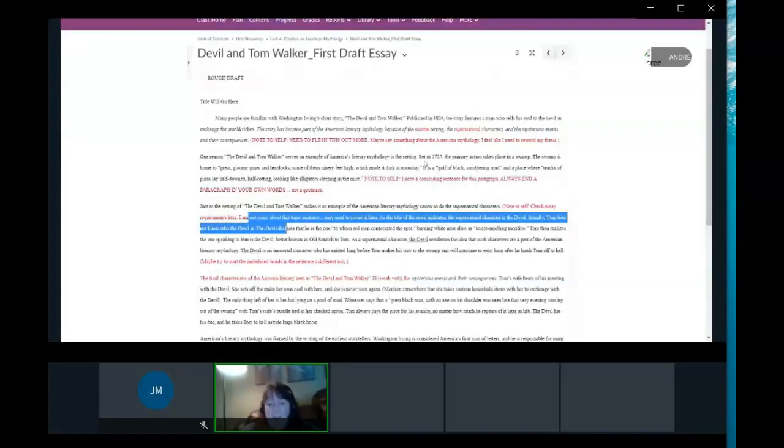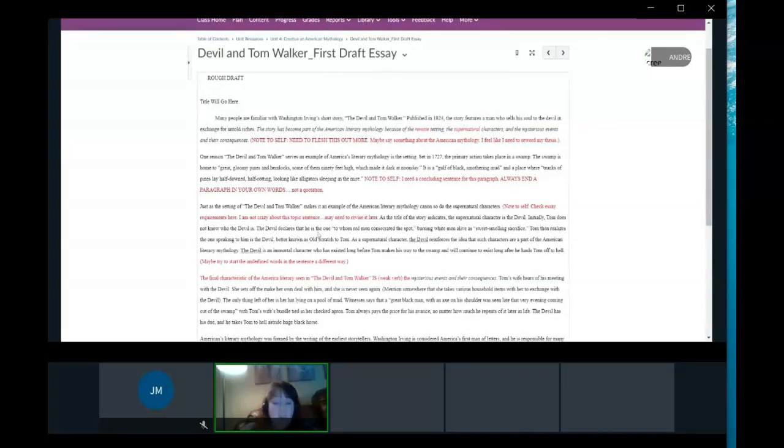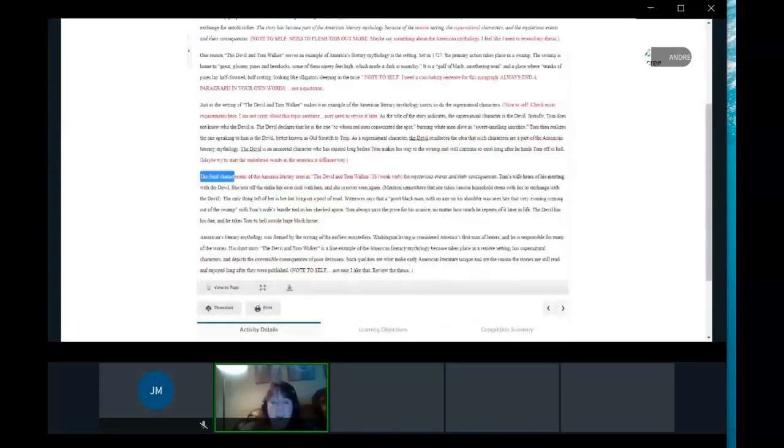It says, as the title of the story indicates, the supernatural character is the devil himself. So then I talk about the supernatural character, the devil, and I give some examples from the text of Tom's interaction with the devil and when the devil describes who he is. So then this is my second body paragraph. Here is my third body paragraph.